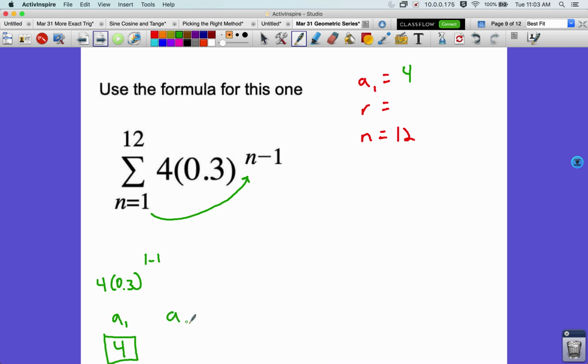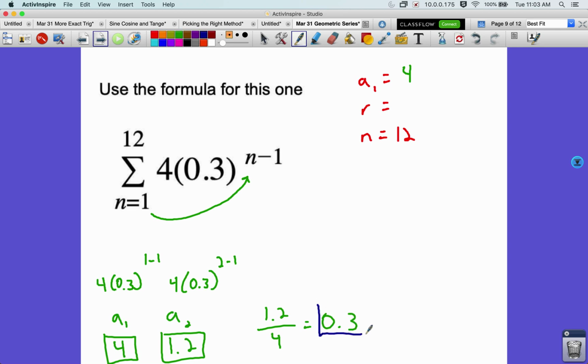Let's figure out what a sub 2 is. So 4 times 0.3 to the power of 2 minus 1. So 2 minus 1 is just 1. 4 times 0.3 is 1.2. So how much smaller did we get there? We could do 1.2 divided by 4, and we're going to get 0.3. And then when we see this, we should realize, oh, that makes a lot of sense for r, because this is the number that's being repeatedly multiplied. So now that we see that, we can always just say the base of the exponent is our r value.